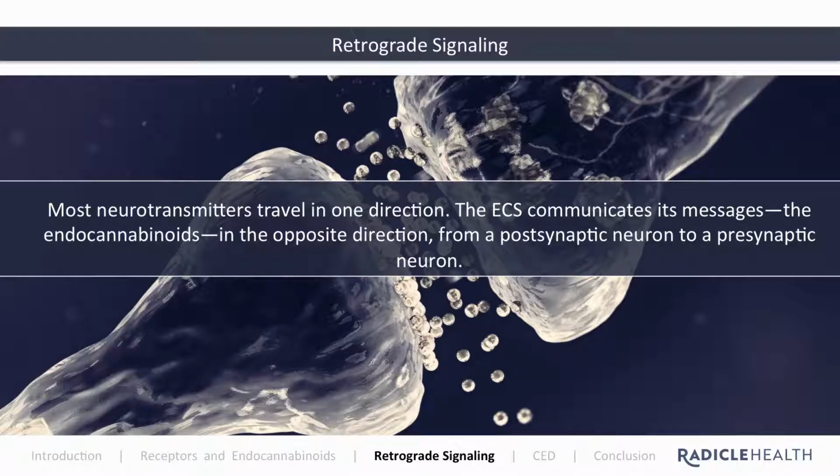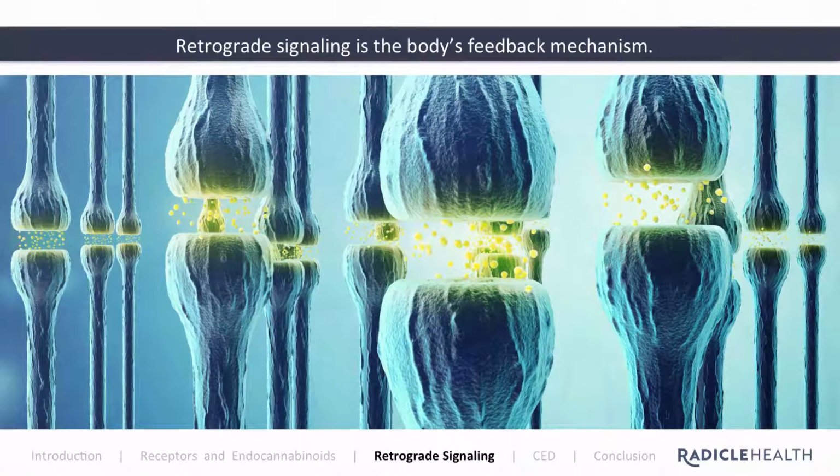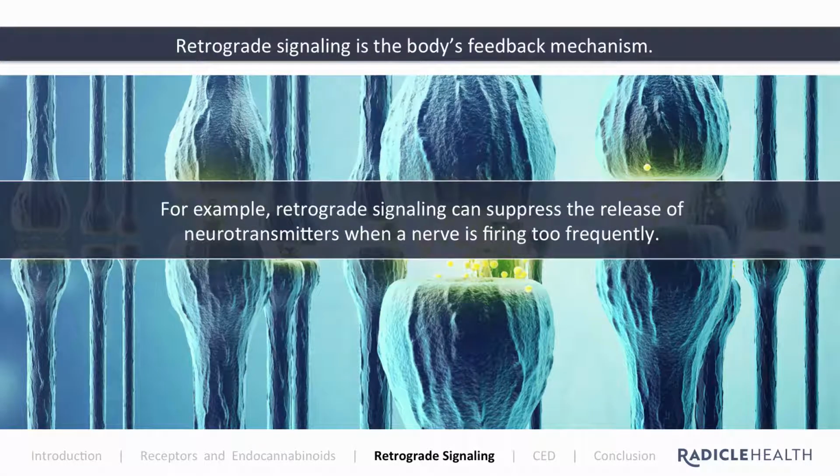Because endocannabinoids act on cells where neurotransmitter signaling originates, they can limit the release of neurotransmitters and influence how messages are sent, received, and processed by the cell. This type of signaling is called retrograde signaling. Retrograde signaling is the body's feedback mechanism. For example, retrograde signaling can suppress the release of neurotransmitters when a nerve is firing too frequently.